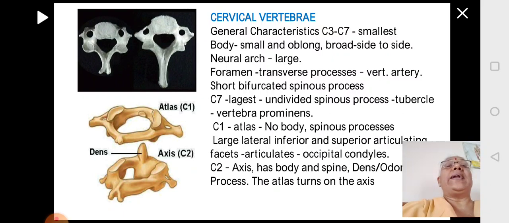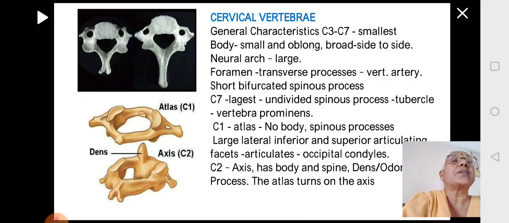So the axis, that is the second cervical vertebra, and the third, fourth, fifth and sixth, all of them will have a bifid spinous process, whereas the seventh one will have one single undivided spinous process which will end in the form of a tubercle. And sometimes if you look at people who are very thin, you can see on the back of the neck one small projection.